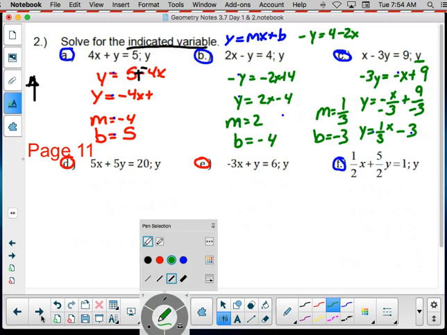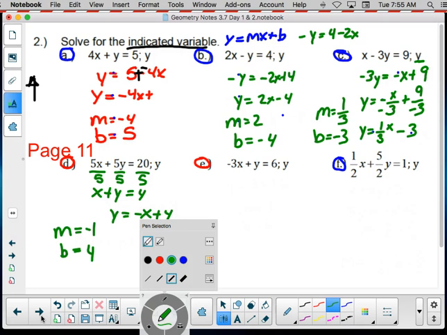Now when I'm looking at problems like D, and I notice that everything is divisible by 5, I'm going to go for dividing by 5. So now I got 5x, 5y, and 20. So I'm going to divide everything by 5 just to make things easier. Just to start, x plus y equals 4. And now just subtract my x, or add a -x. So y is equal to -x plus 4. So my slope is -1. My y-intercept is 4.